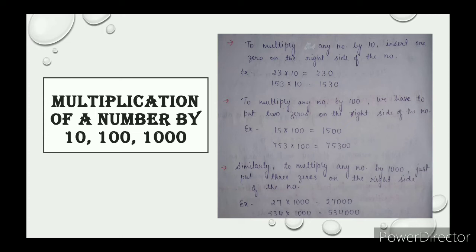Similarly, to multiply any number by 1000, just put 3 zeros on the right side of the number. For example, if we multiply 27 multiplied by 1000, just put 3 zeros after 27, so you will get 27,000. And 534 multiplied by 1000, so here again we have to just put 3 zeros after 534, which is 534,000.